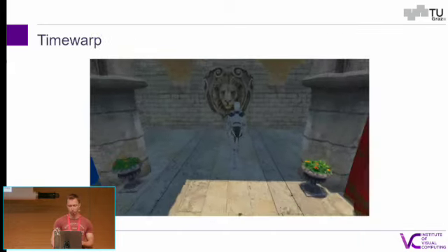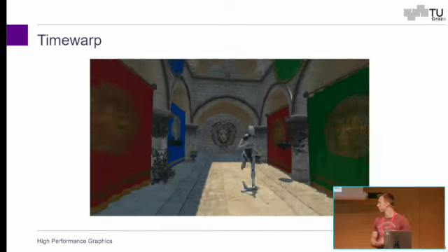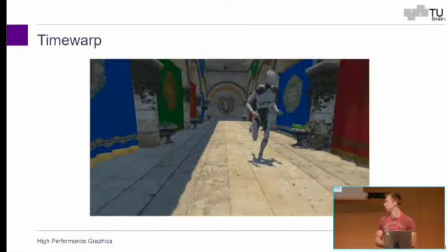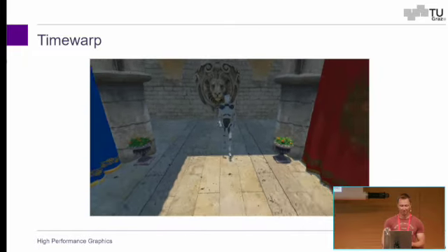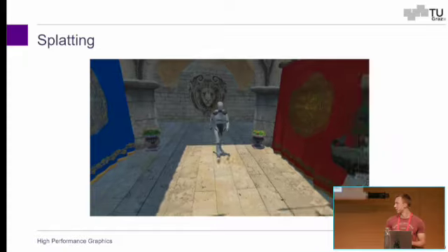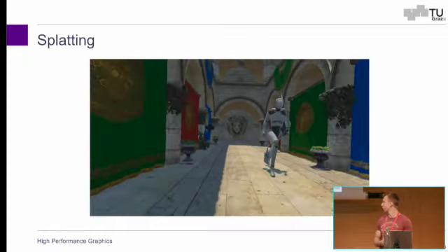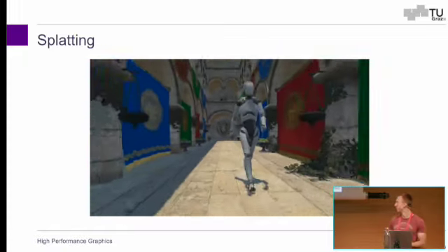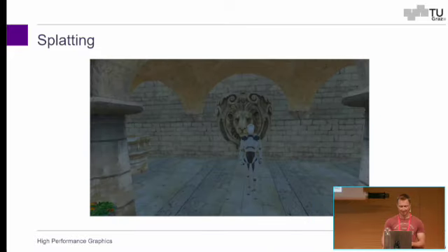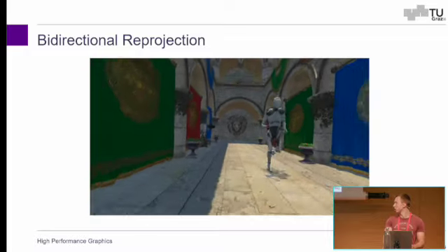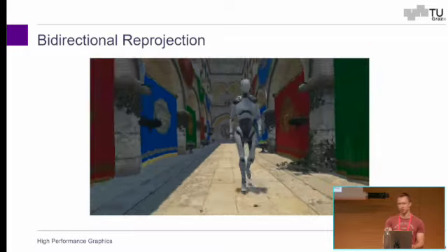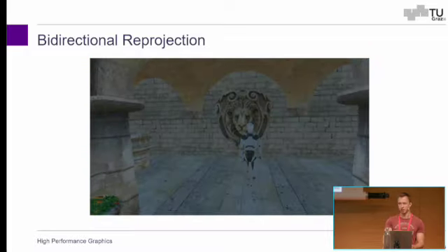Now you can see some examples. This is what the time warp looks like. As you can see, due to only rotational adjustments, it looks quite choppy. The forward splatting looks a bit better. However, the object movement does not look that good. And the bidirectional reprojection does look quite good. However, keep in mind that it does not react to the actual client head movement.